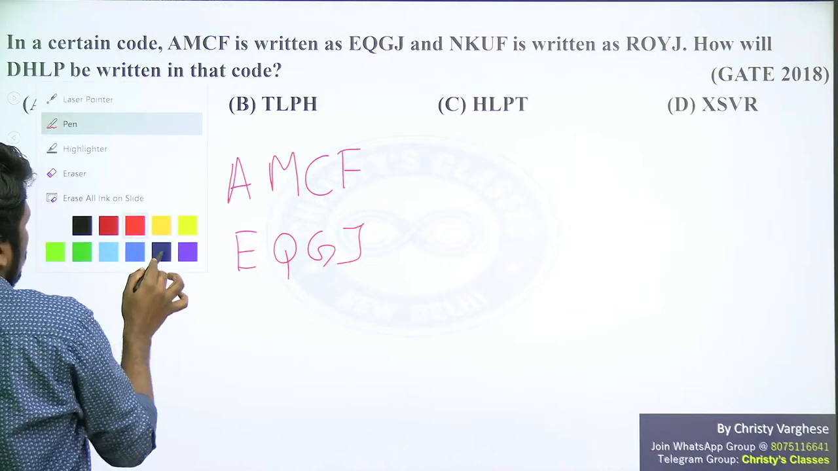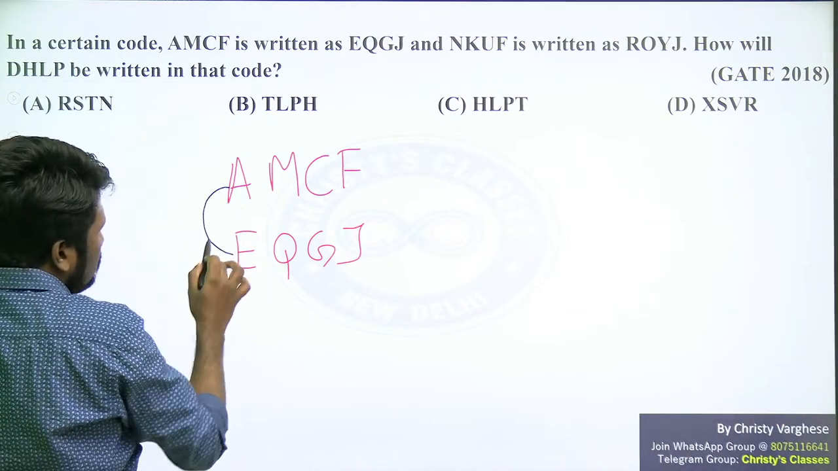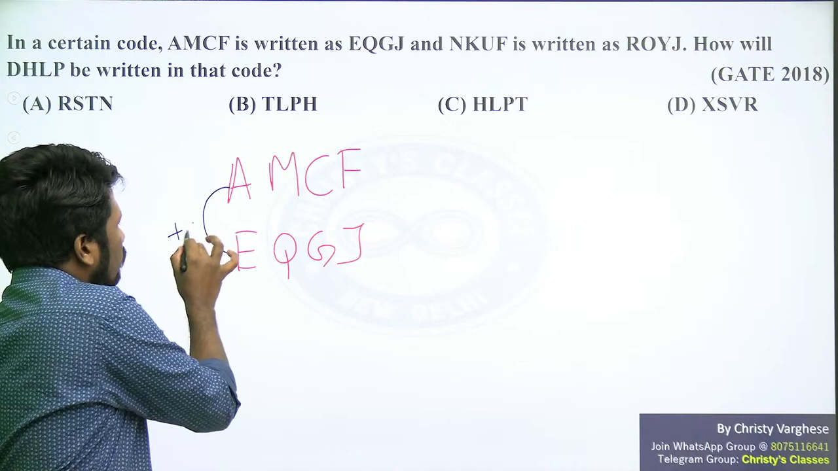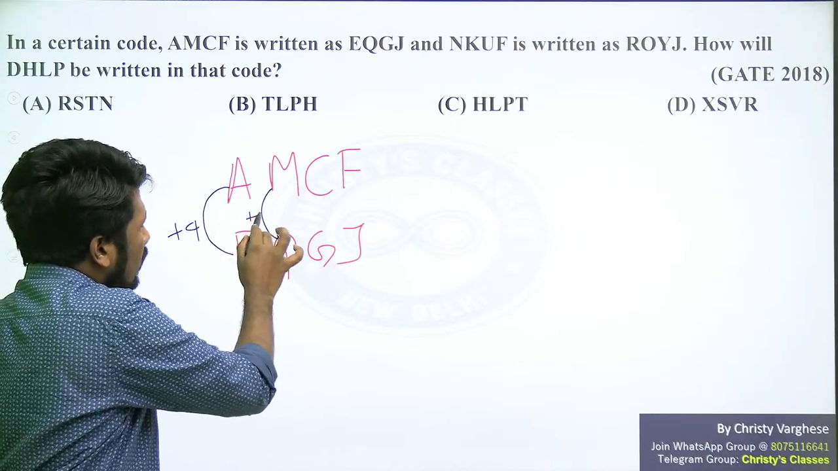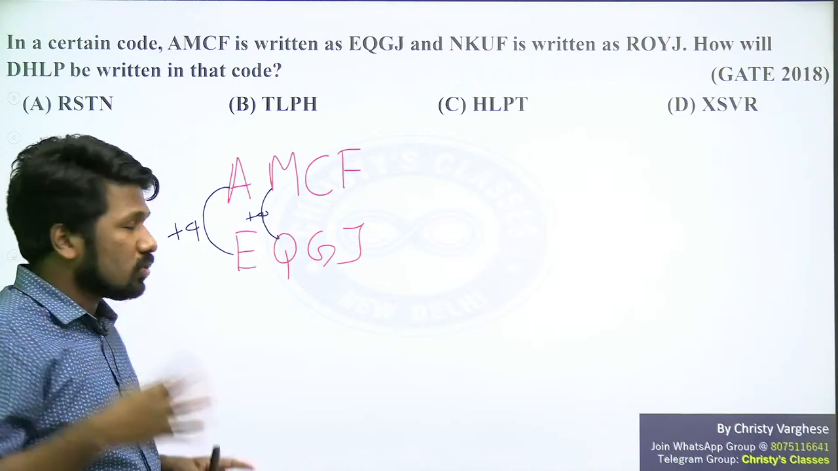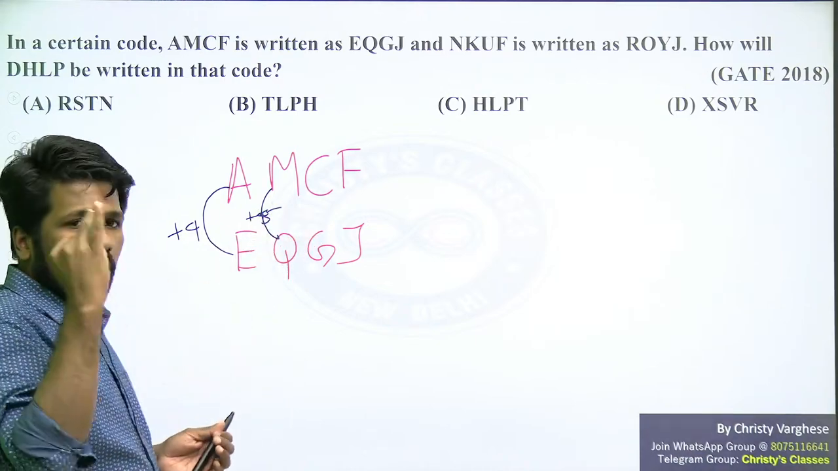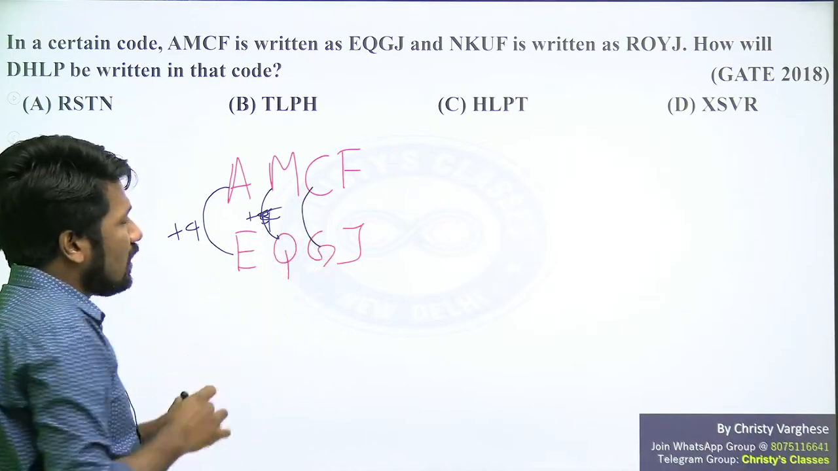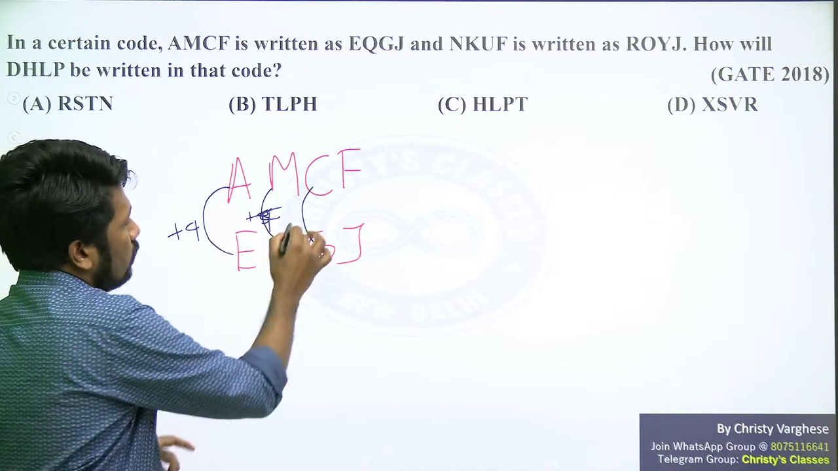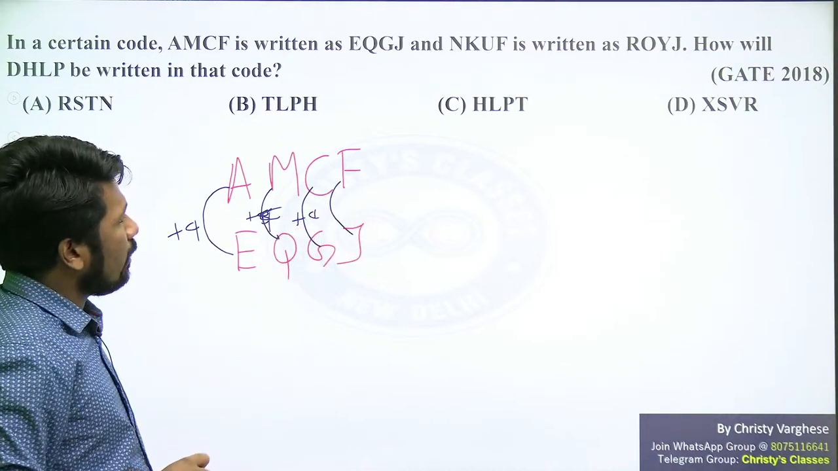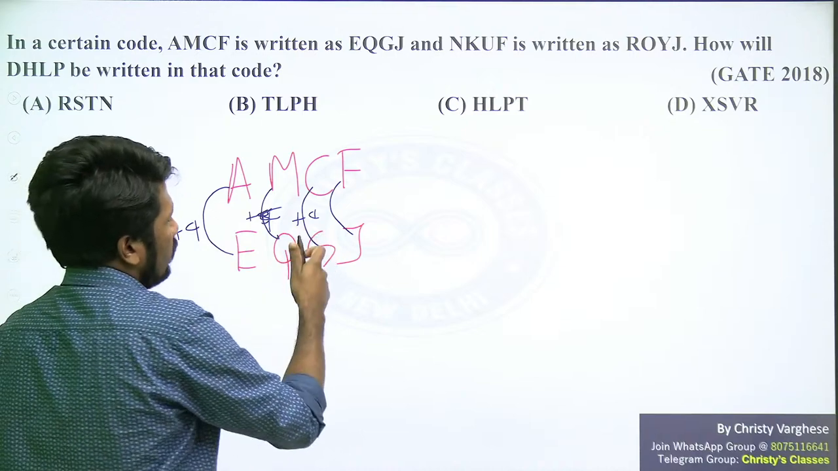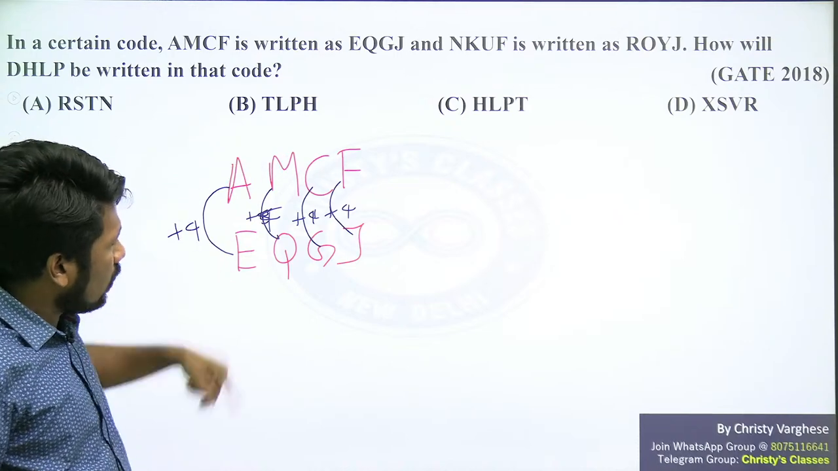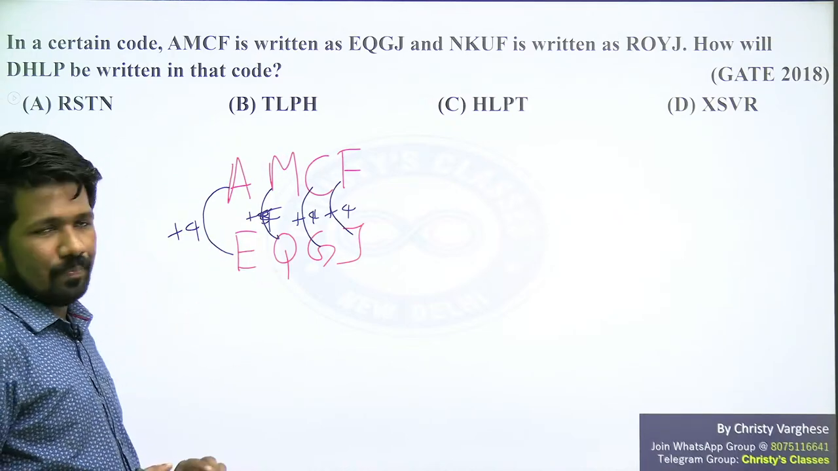A, how many positions after is E? B, C, D, E, that is four letters forward. M, again four letters forward. M, N, O, P, Q, sorry, five letters forward. N, O, P, Q, sorry, I have confused. Four letters forward itself. C, D, E, F, G, four letters forward itself. F, E, F, G, H, I, J, four letters forward itself. So we understood that the common rule is: the given word, four letters forward, you will get the code.